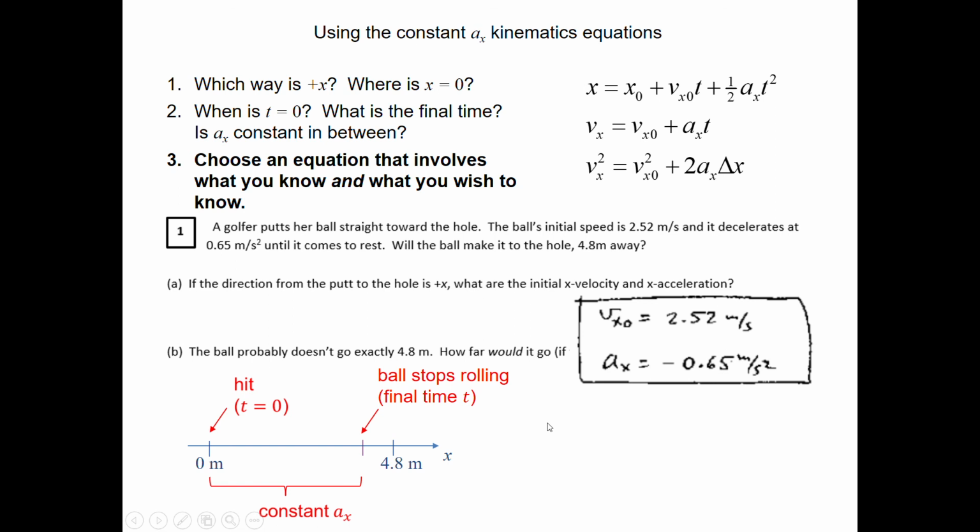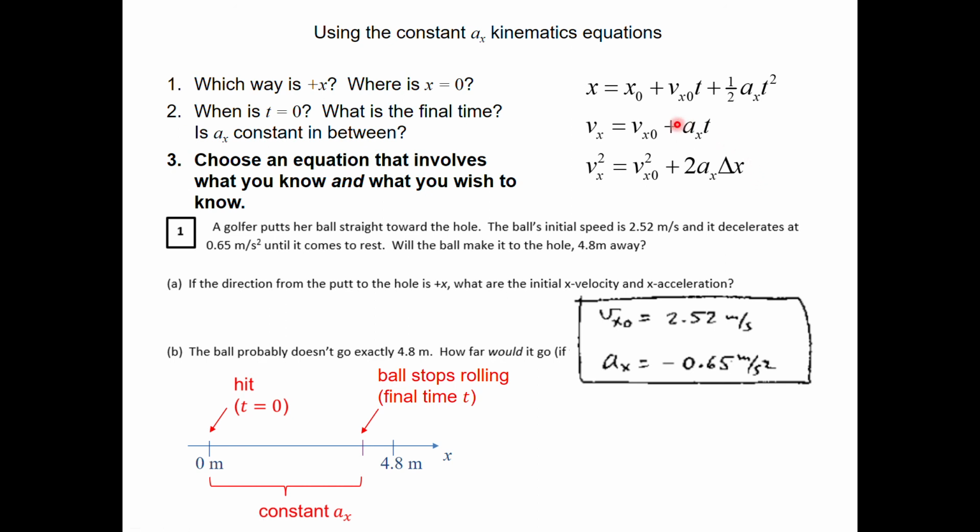So I don't know anything about the time it takes to come to rest, and I also don't want to know anything, apparently in this problem, about the time it takes to come to rest. So I'd really like to avoid these first two equations if I possibly can, for the way this problem is phrased. They'll be different for other problems. You might have been asked, how long does it take to come to rest or hit the hole? And we might be interested in the time. But here we're asked, how far would it go? We don't know anything about how long it takes to come to rest, and we don't want to know.